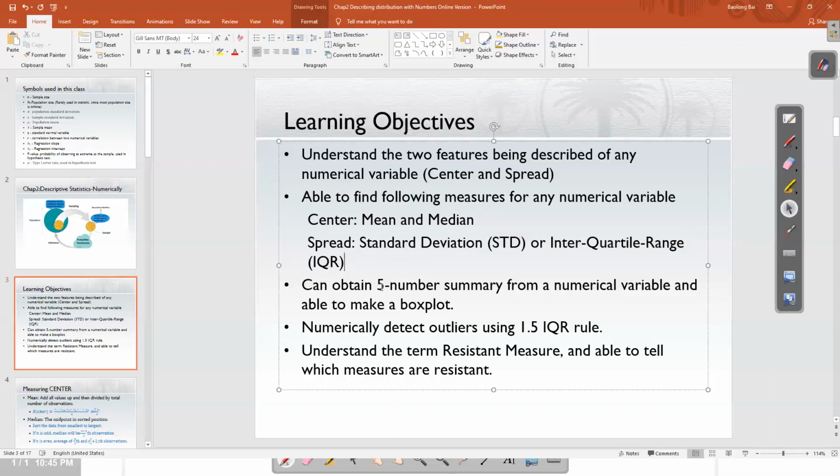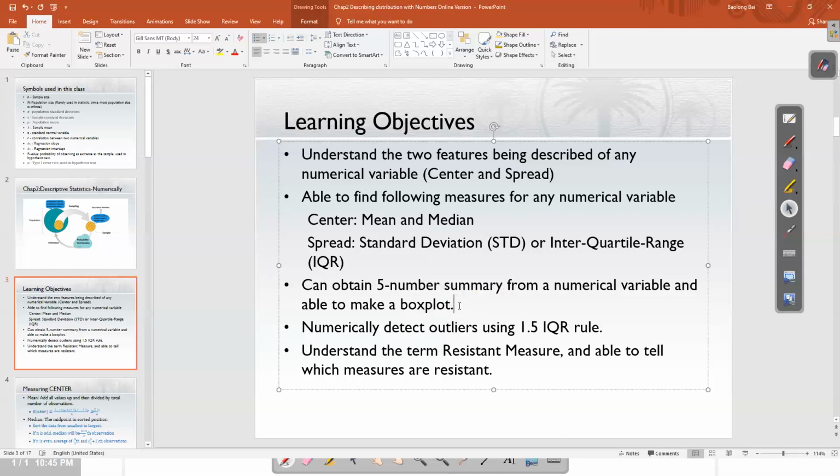And then there's another concept called the 5-number summary. So we're going to talk about the 5-number summary, how we obtain those 5-number summary from any data set. And from the 5-number summary, we can make another chart, a graph, to describe the data. That's called a box plot. Box plot is very widely used in statistical world as well.